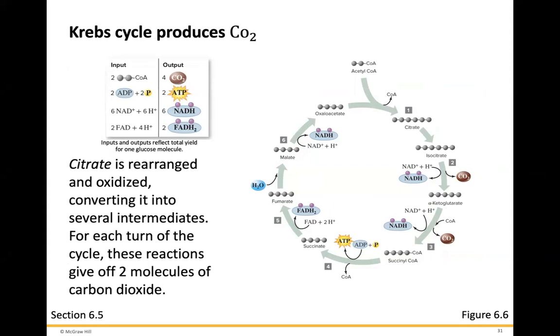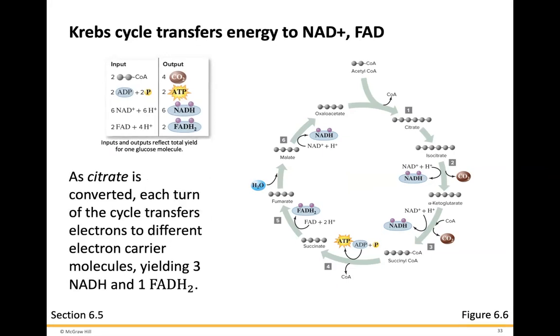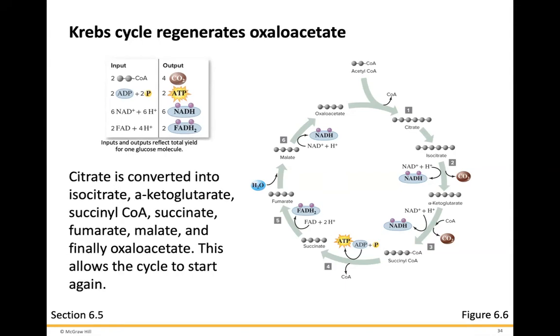For each turn of the cycle, these reactions will give off 2 molecules of carbon dioxide. As citrate is converted, each turn of the cycle will also produce 1 ATP via substrate level phosphorylation. As citrate is converted, each turn of the cycle transfers electrons to different electron carrier molecules. For each turn, you will produce 3 NADH molecules and 1 FADH. Again, this is for each turn of the cycle, so this is for each acetyl-CoA. Citrate will be converted into isocitrate.